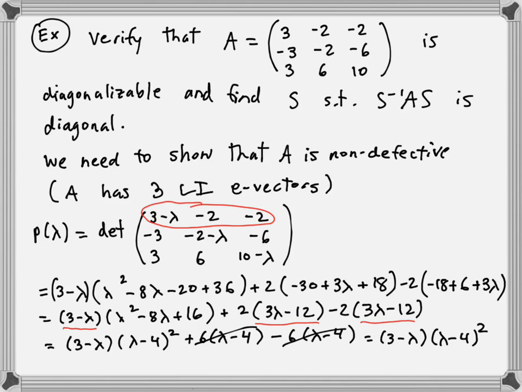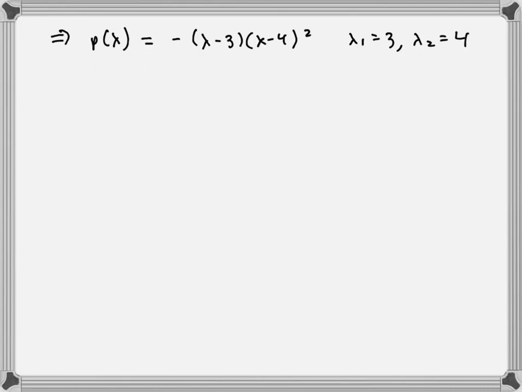So I'm just going to pull out the negative just to make this look a little nicer. So this is equal to, let me write it over here again. The characteristic polynomial is equal to, if you pull out a negative sign, (lambda minus 3) times (lambda minus 4) squared. And so we've got two eigenvalues. We've got lambda 1, which is 3, and lambda 2, which is 4. So let's find the linearly independent eigenvectors for each one.